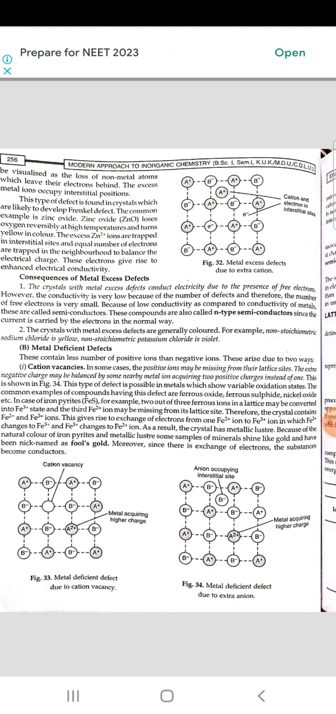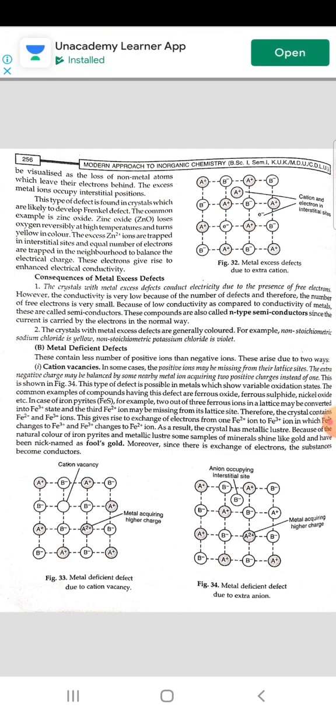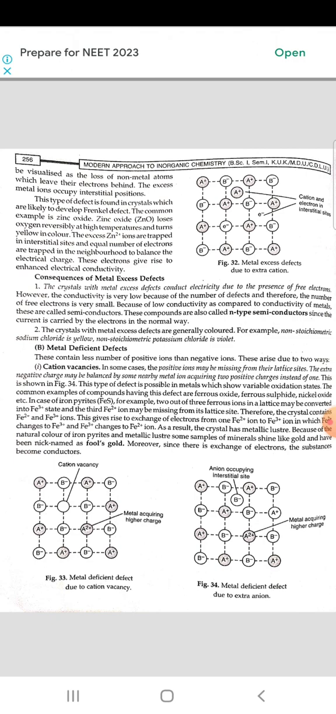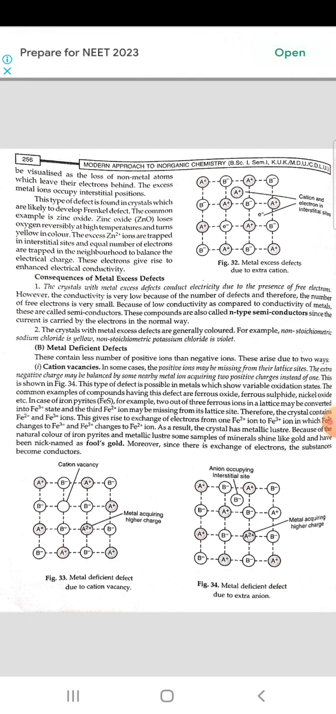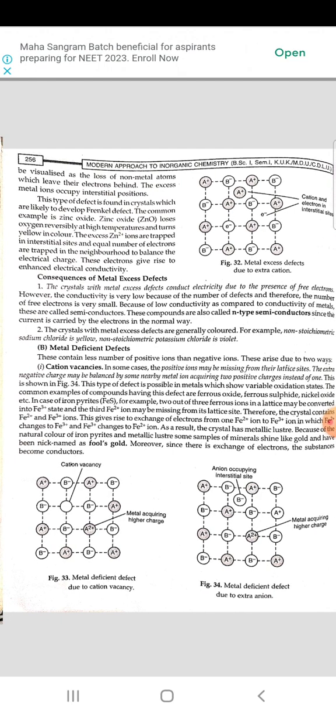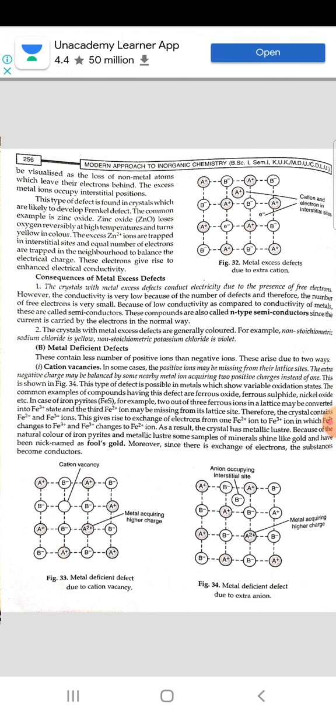This is shown in figure 34. This type of defect is possible in metals which show variable oxidation state. The common examples of compounds having this defect are ferrous oxide, ferrous sulfide, nickel oxide, etc. In the case of iron pyrite, FeS, for example, 2 out of 3 ferrous ions in a lattice may be converted into the Fe3+ state, and the third Fe2+ ion may be missing from its lattice site. Therefore, the crystal contains Fe2+ and Fe3+ ions. This gives rise to exchange of electrons from one Fe2+ ion to an Fe3+ ion, in which Fe2+ changes to Fe3+ and Fe3+ changes to Fe2+.